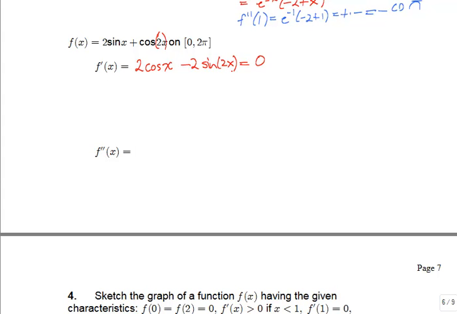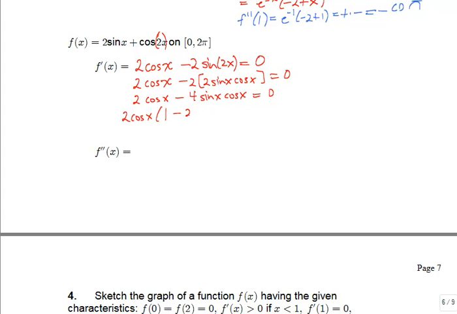Now in order to solve this, what I would recommend is changing this sine 2x into that double angle identity. And what you have to remember from some trigonometry is that sine 2x becomes 2 sine x cosine x. That's the double angle identity for sine. So this is 2 cosine x minus 4 sine x cosine x. So to solve this, I can factor out a 2 cosine x. That'll leave me with 1 from this term minus a 2 sine x from this term.